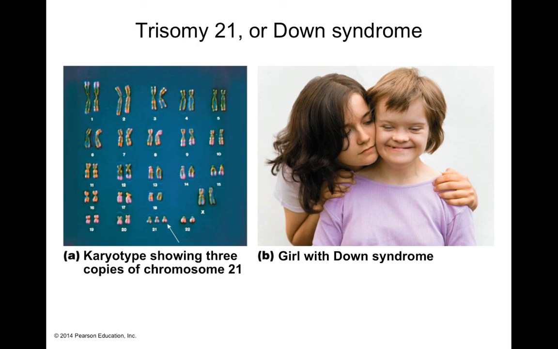And this here is showing you a karyotype, so a normal karyotype would show 2 copies of every chromosome. And here's a karyotype of trisomy 21 showing that 3rd copy of chromosome 21 right there.